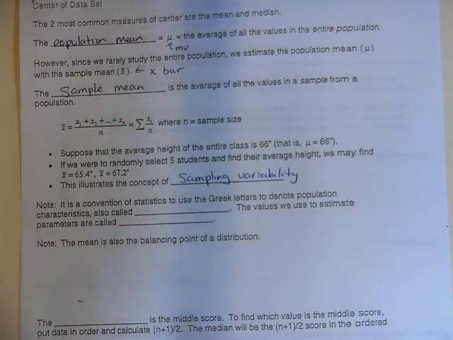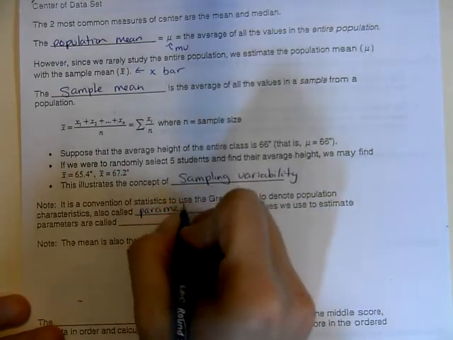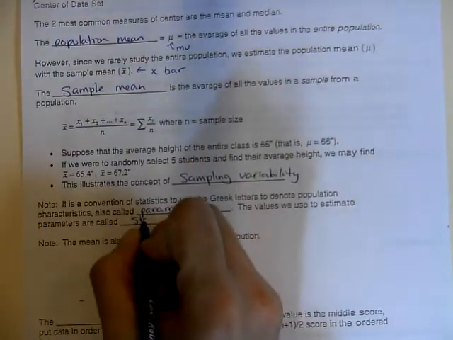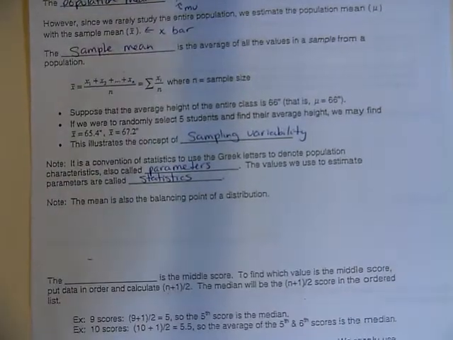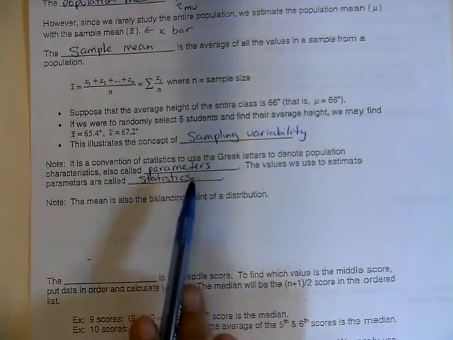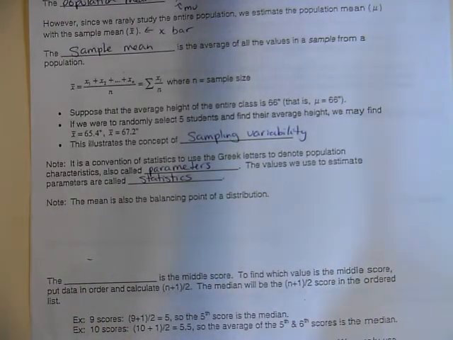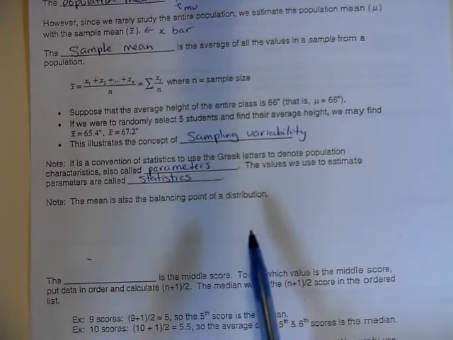Again, it's convention in statistics to use Greek letters to denote population characteristics. We call those parameters. Then the values we use to estimate the parameters are called statistics. The book, for some reason, uses pi to denote a population parameter. They say because it's a Greek letter, we're allowed to use it. I don't really like it. We won't use it, but the book does. Again, the mean is also the balancing point of a distribution if you have a histogram. So you've seen those before.